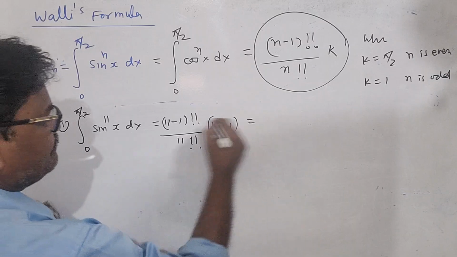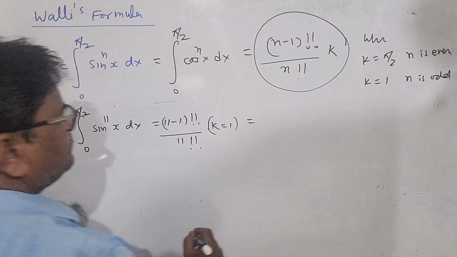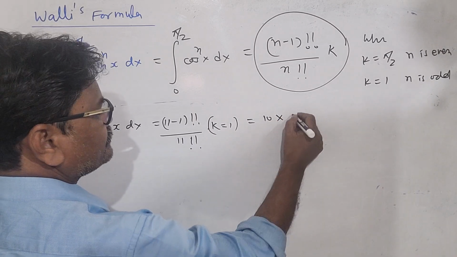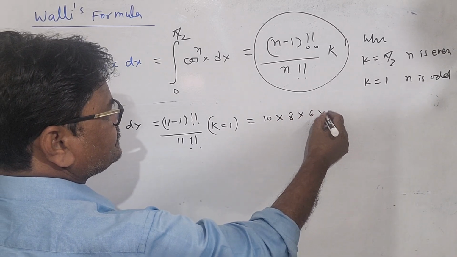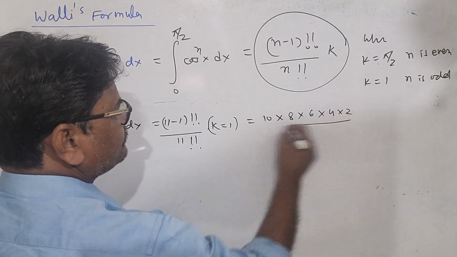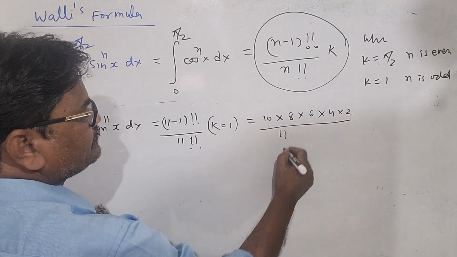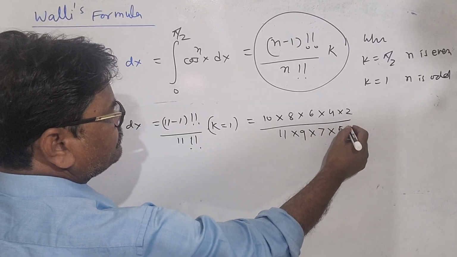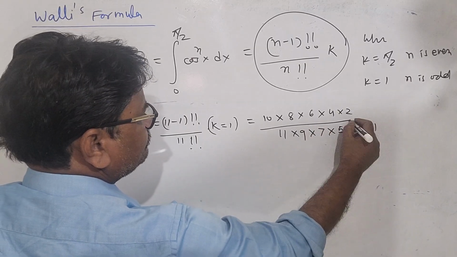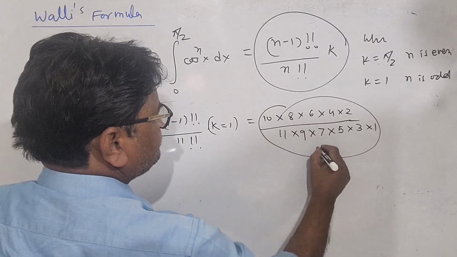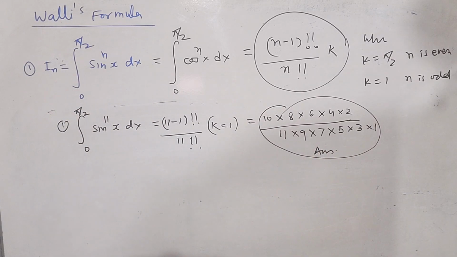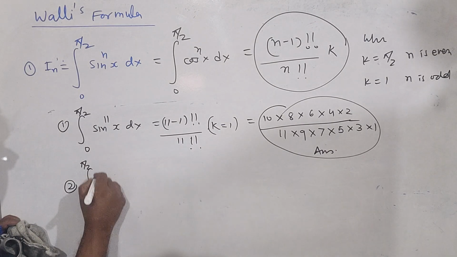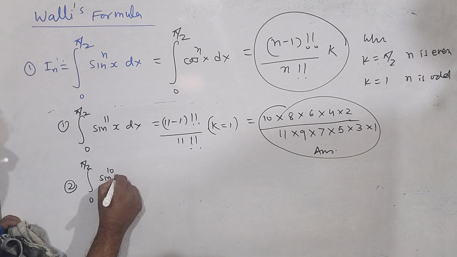So finally you are having 11 minus 1, means what? 10 into 8 into 6 into 4 into 2. This is the 11 double factorial: 11 into 9 into 7 into 5 into 3 into 1. That is your answer. Very easy. Correct?